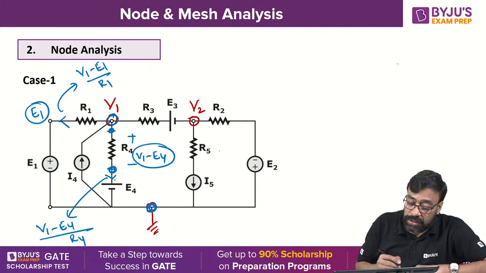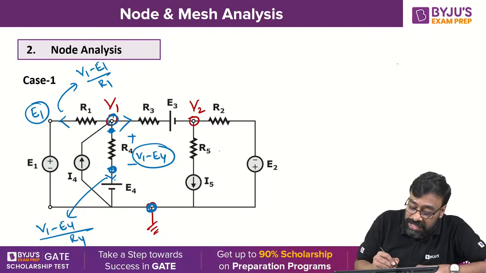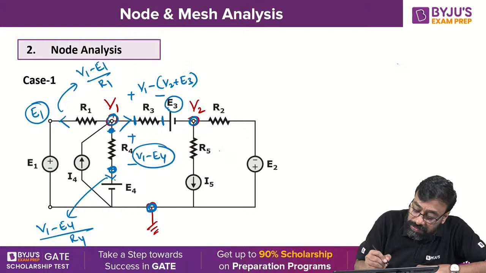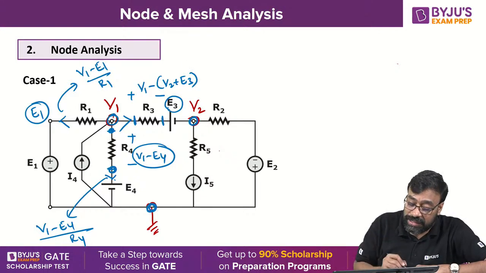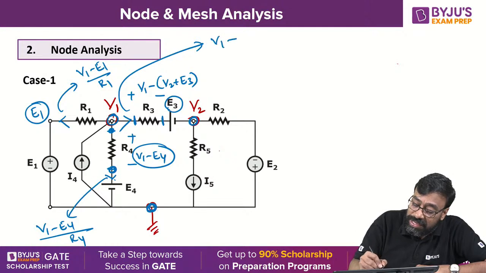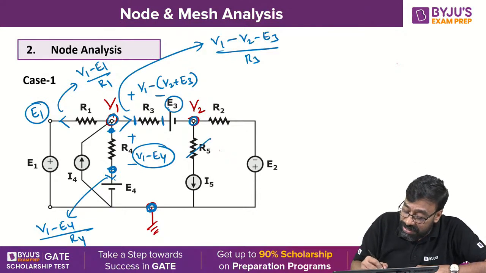You understand? Then, current flowing through this branch. For that, you require voltage across this. This voltage is V1, this voltage is V2 plus E3. Therefore, the potential difference is V1 minus (V2 plus E3), not E2, V2 plus E3. Therefore, the current is going to be (V1 minus V2 minus E3) by R3. You understand? Now, this can be neglected.